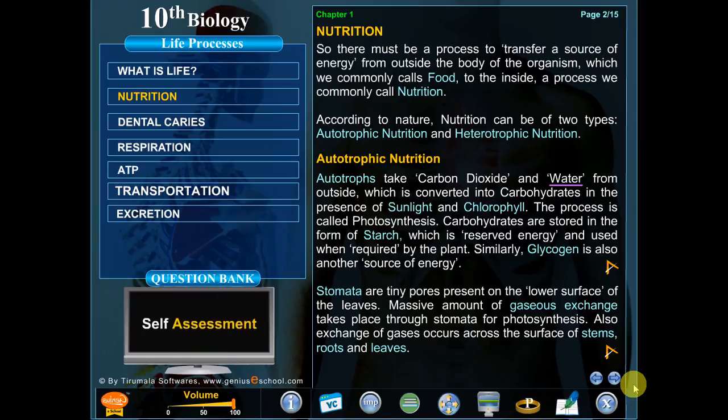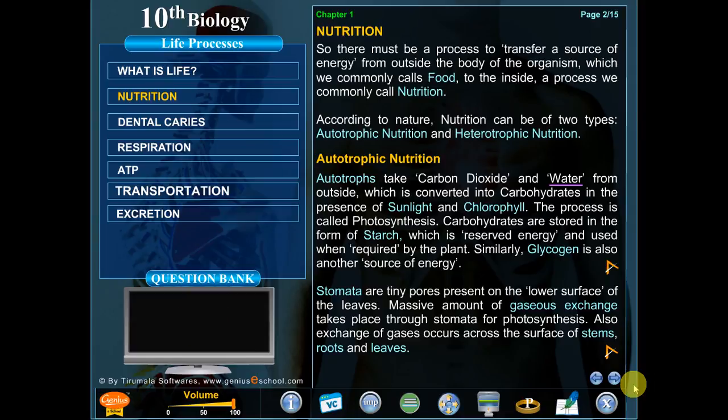Autotrophic nutrition. Autotrophs take carbon dioxide and water from outside, which is converted into carbohydrates in the presence of sunlight and chlorophyll. The process is called photosynthesis. Carbohydrates are stored in the form of starch, which is reserved energy and used when required by the plant. Similarly, glycogen is also another source of energy.